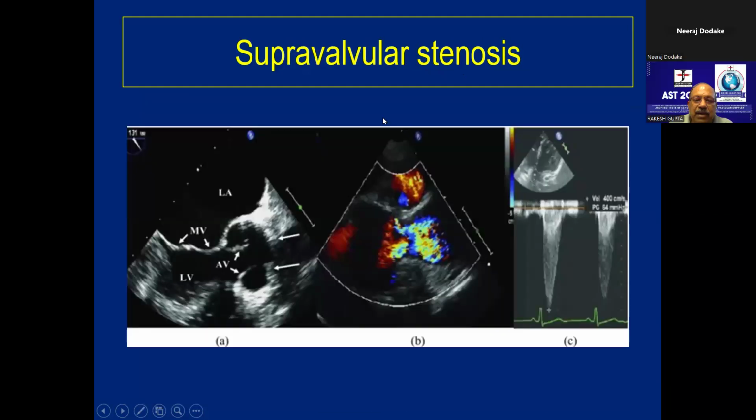And supravalvular. Supravalvular means after the aortic valve leaflets. So the leaflets are over here and the obstruction is over here. So what you'll get, you're not getting turbulence over here, you'll get turbulence over here. That is supravalvular aortic stenosis. Whether it's sub or supra, diagnosis is important and treatment is only surgical.